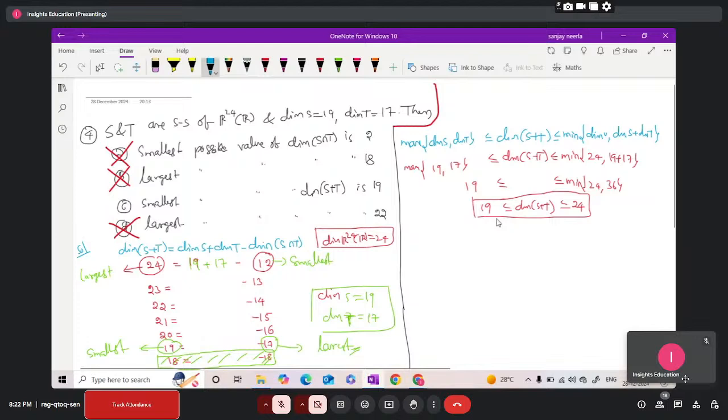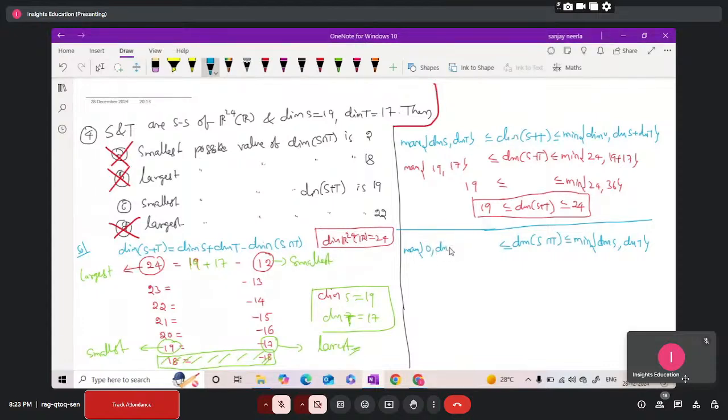Now come to the second one. Now dimension of S intersection T. Right hand side, minimum of dimension of S and dimension of T. Left side, maximum of 0 and dimension of S plus dimension of T minus dimension of V.